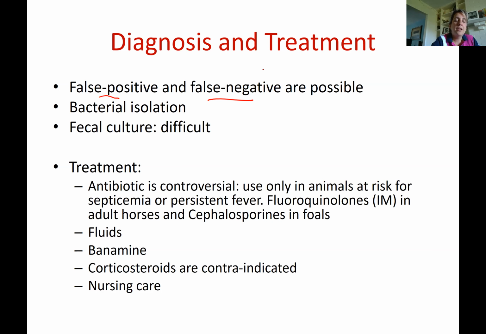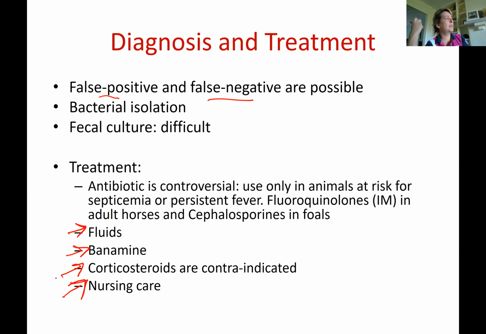Treatment, it depends, okay? Fluids, definitely Banamine for pain, and also because Banamine is an endotoxin scavenger, okay? So that's important too. Steroids are contraindicated because they also can lead to laminitis, and remember, this disease can actually lead to laminitis itself. And nursing care, obviously, making sure the horse is eating, giving him palatable foods, making sure that his fever is okay, he's comfortable, maybe take him for walks, etc.